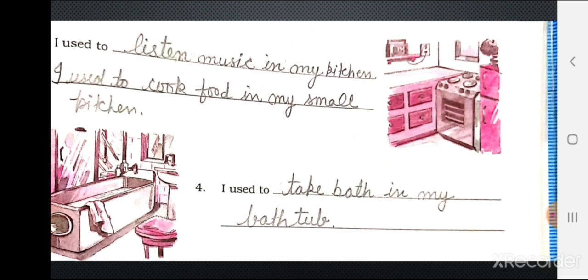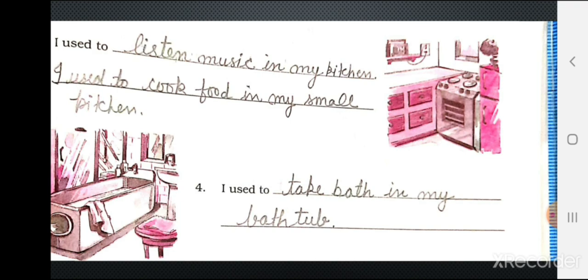Then, students, I used to listen to music in my kitchen, or you can write down, I used to cook food in my small kitchen. Then, students, you can write down in the fourth sentence, I used to take a bath in my bathtub. Like this, students, you can complete this worksheet.